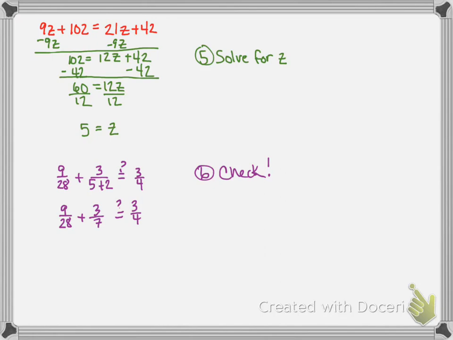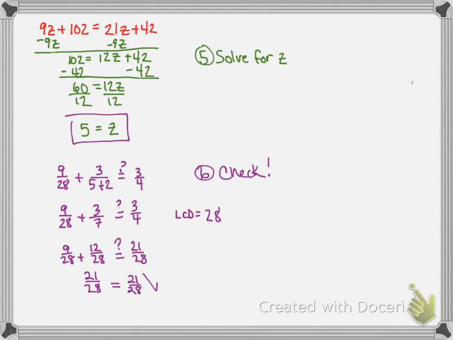For these three fractions, our LCD is 28. So we're going to convert all these fractions so they're over 28. 9/28 stays the same. 7 times 4 is 28, so 3 times 4 is 12. 4 times 7 is 28, 3 times 7 is 21. So I've got 9/28 plus 12/28. We're checking, does that equal 21/28? It does indeed. So z equals 5 checks out as a solution.